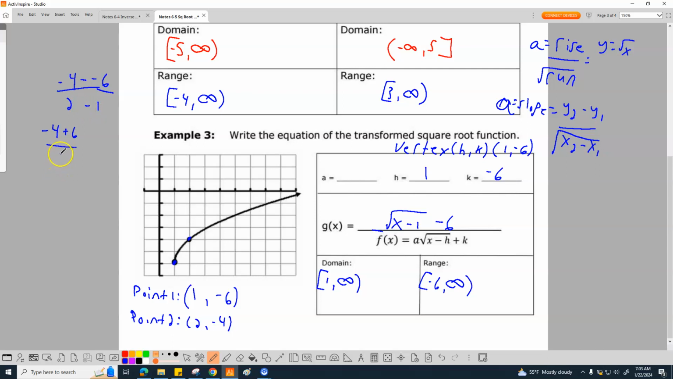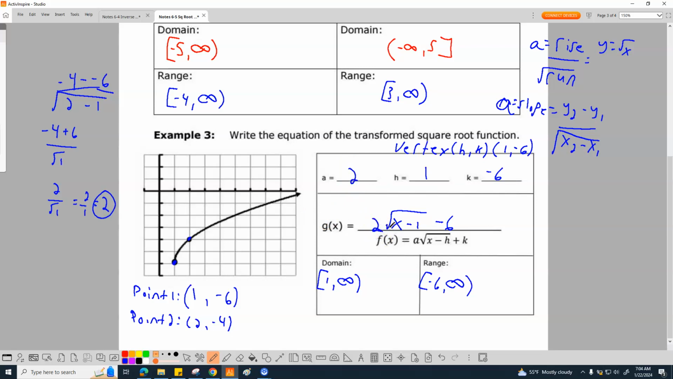2 minus 1 is 1, right? Oh, I forgot this little piece. We're going to take the square root of it. So then 2 minus 1 is 1. So I'm going to do it again. Negative 4 plus 6 is positive 2 over the square root of 1. And what's the square root of 1? It's just 1, which means 2 is what we come out to. So we found our answer as 2. Boom. And that's where our A goes.